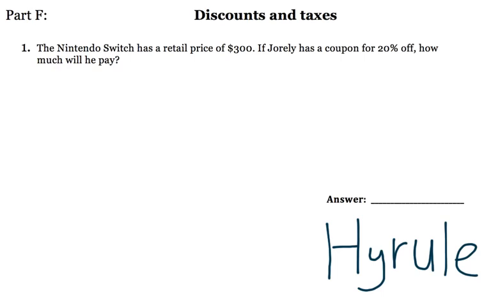Problem 1 says, the Nintendo Switch has a retail price of $300. If Jarelli has a coupon for 20% off, how much will he pay? So for this problem, it's always best to start by drawing out a bill.